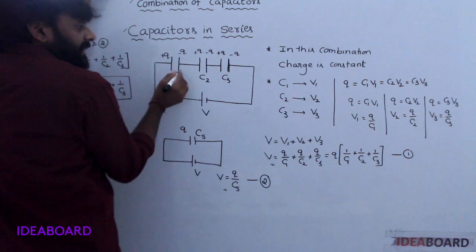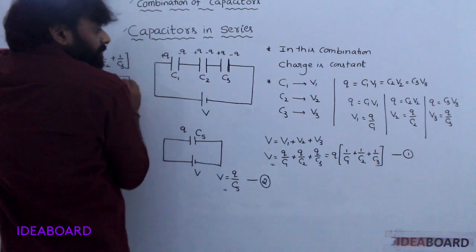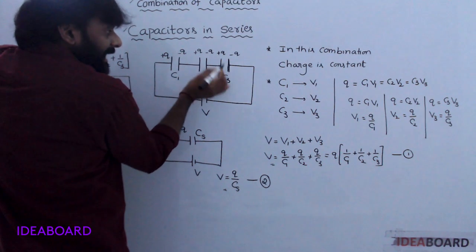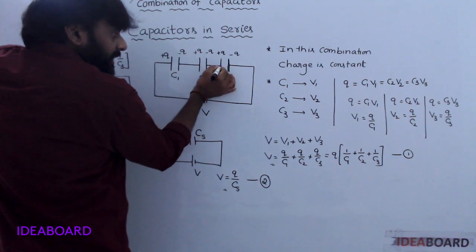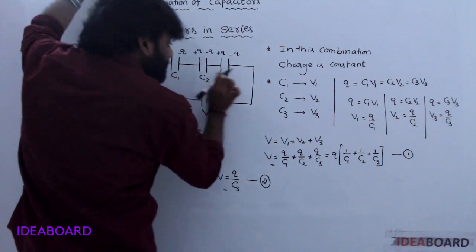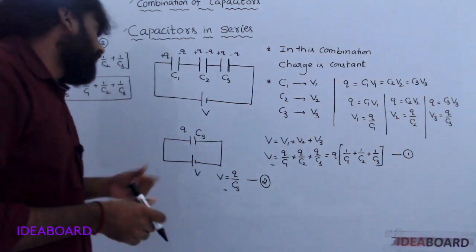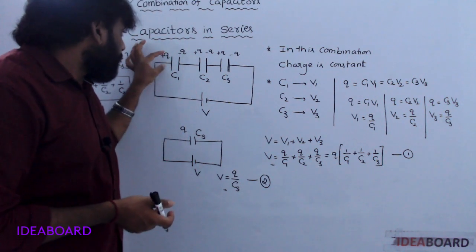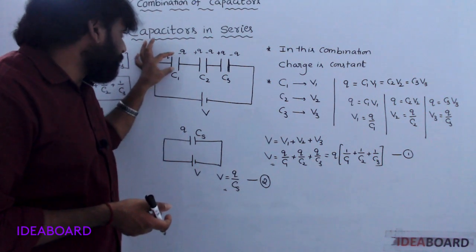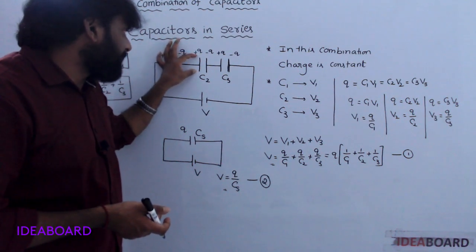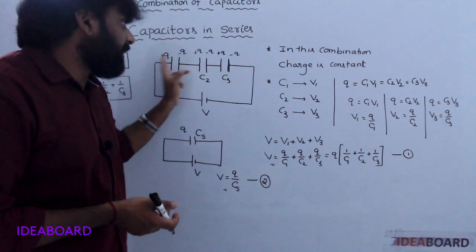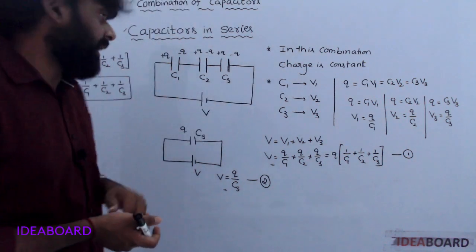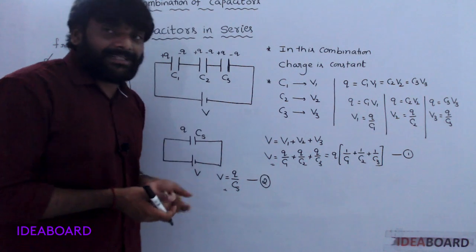In series combination, the second plate of the first capacitor is joined with the first plate of the second capacitor. The second plate of the second capacitor is joined with the first plate of the third capacitor. So simply this combination is series combination, and connected to the battery. Here due to conduction, charge plus Q, induction minus Q, conduction plus Q, induction minus Q. That means in series combination, which one is constant? Charge is constant.